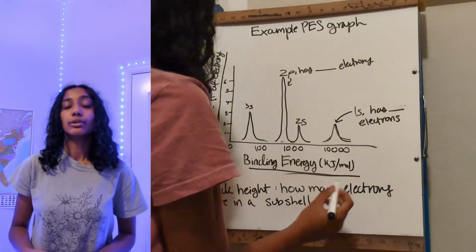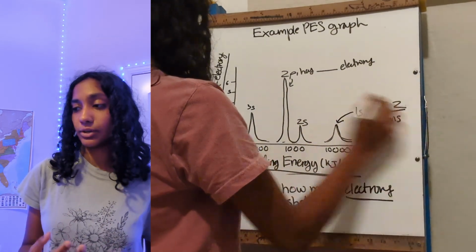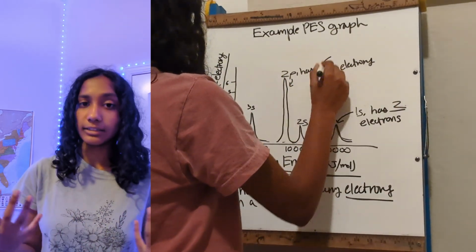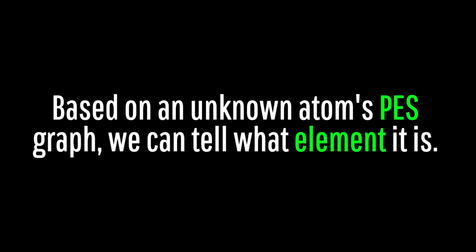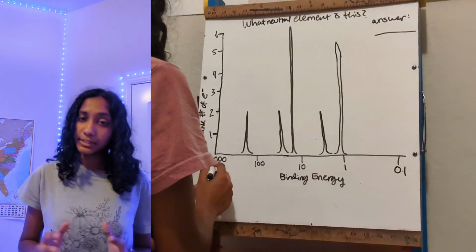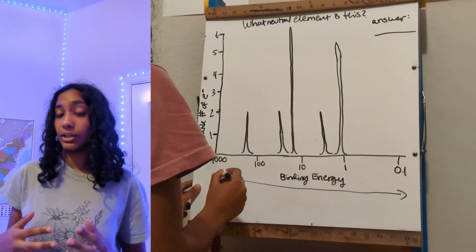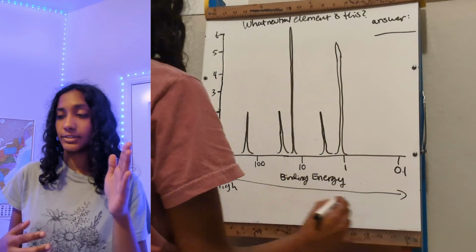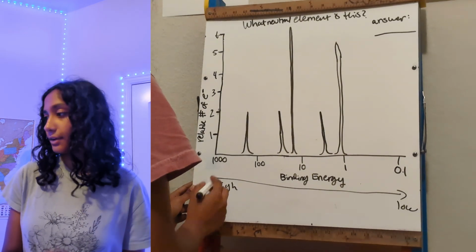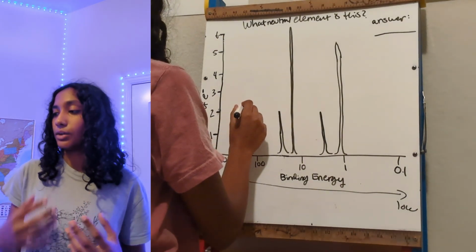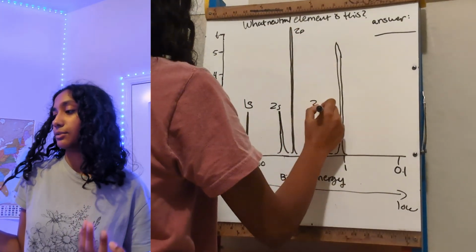The height of each peak shows how many electrons are in that subshell. For example, this 1s subshell has 2 electrons, and this 2p subshell has 6 electrons. So based on an atom's PES graph, we can tell what element it is. We can start by labeling the subshells. In this graph, the binding energy decreases as the x-axis goes on. This means that subshells with a higher binding energy are on the left, subshells with a lower binding energy are on the right. So we can start by counting our subshells from the left. The subshell with the highest binding energy is 1s, followed by 2s, 2p, 3s, and 3p.